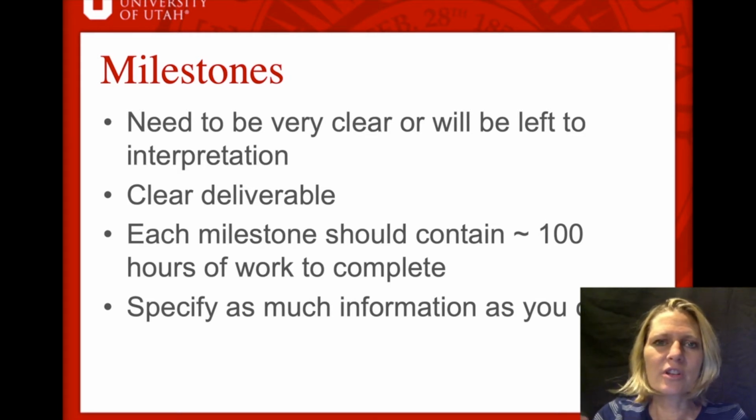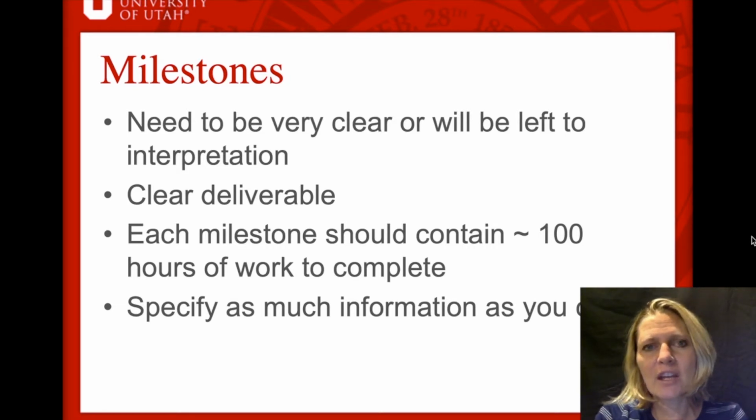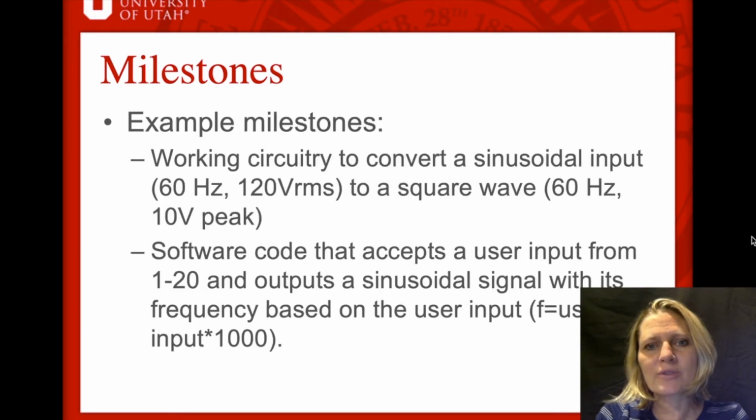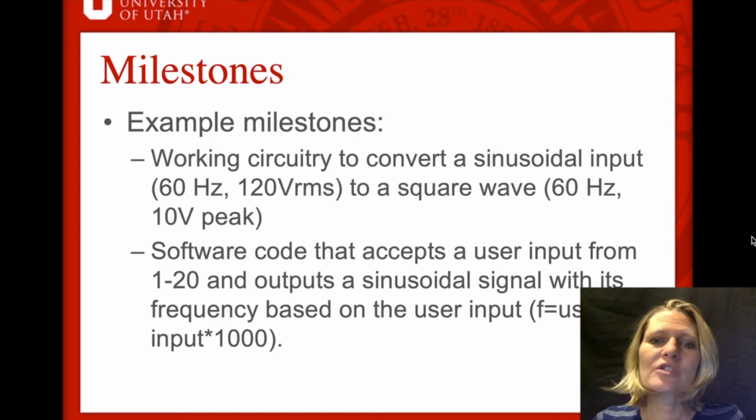So make sure there's a clear deliverable for each milestone step, and each milestone should contain approximately 100 hours of work to complete. Specify as much information as you can for those milestones. An example milestone: working circuitry to convert a sinusoidal input to a square wave, and it gives the specific frequency and peak amplitude that I expect to get. So this is kind of like a mini task. Again, this wouldn't take you 100 hours, I hope, to be able to do, but is an example of a very clear deliverable with the inputs and outputs to it.